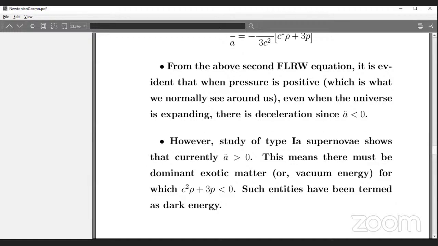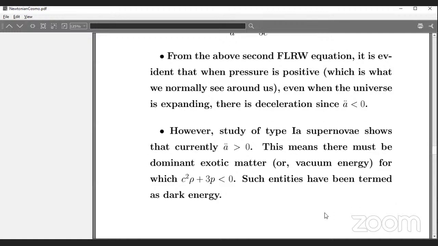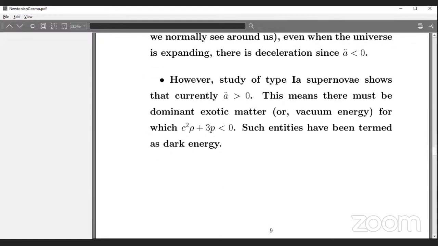And currently, what you hear about dark energy is nothing but a kind of exotic matter which is today dominant. And for this exotic matter, c square rho plus 3p is negative. And such a dark energy can explain why the universe is showing late time acceleration in the rate of expansion of the universe. Right.